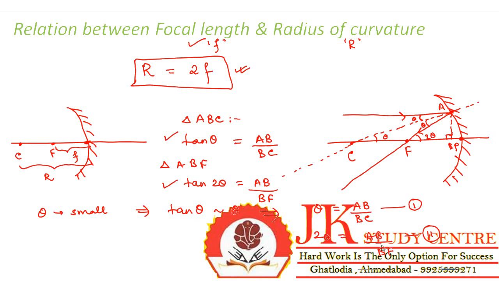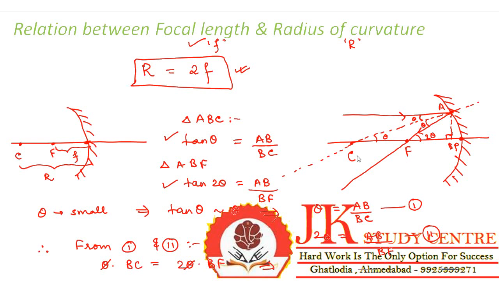From these two equations, AB is equal to theta into BC, and AB is equal to 2 theta into BF. Therefore, from equation 1 and equation 2, theta into BC is equal to 2 theta into BF. So theta will get cancelled. Therefore, BC is equal to 2 into BF.